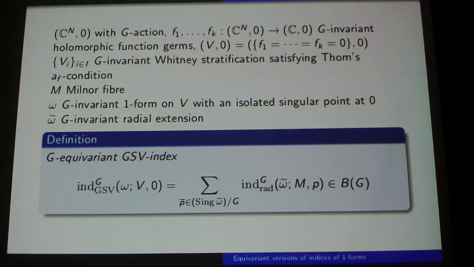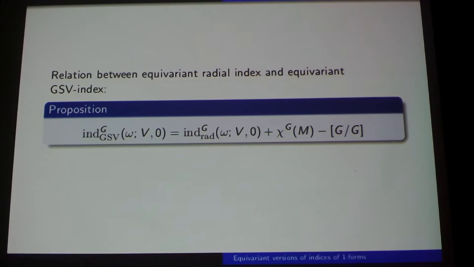And then, of course, there's a known relation between the usual GSV index and the gradient index. And this generalizes to this case as well, only that you have to consider G-equivariant versions of all the invariants, namely the G-equivariant GSV index is the G-equivariant radial index plus the G-equivariant Euler characteristic of the Milnor fiber minus the unit element in the Burnside ring. This corresponds somehow to the Milnor number, the equivariant Milnor number.